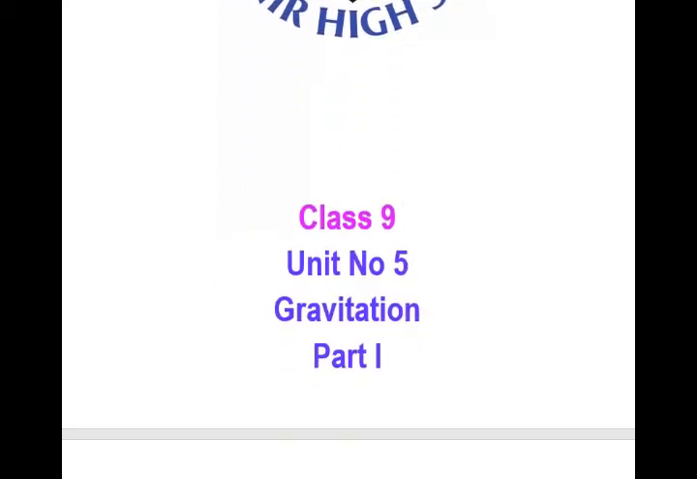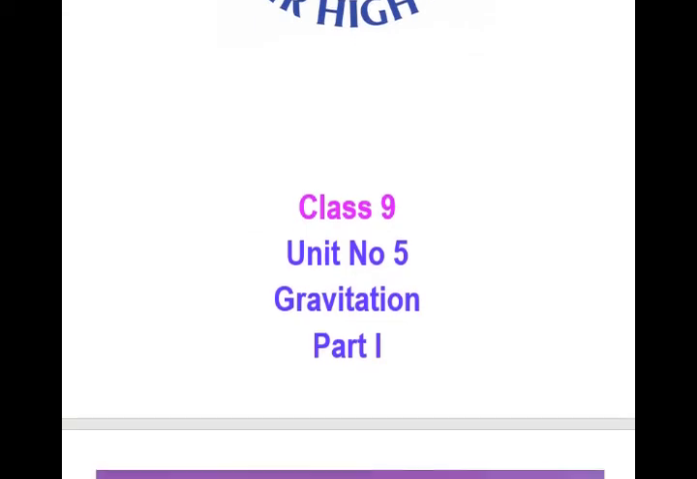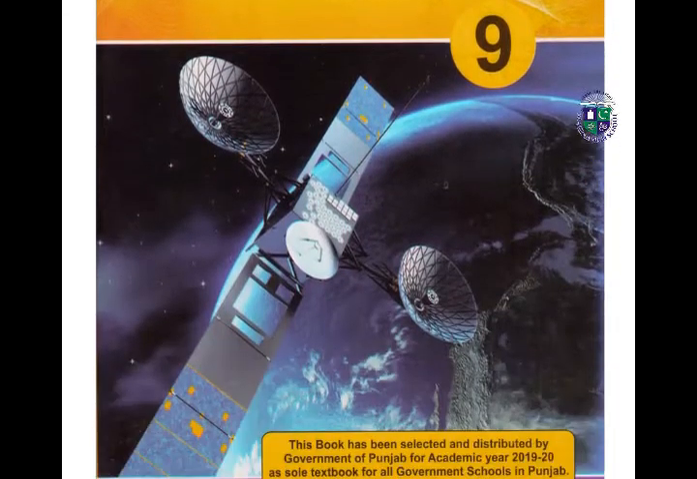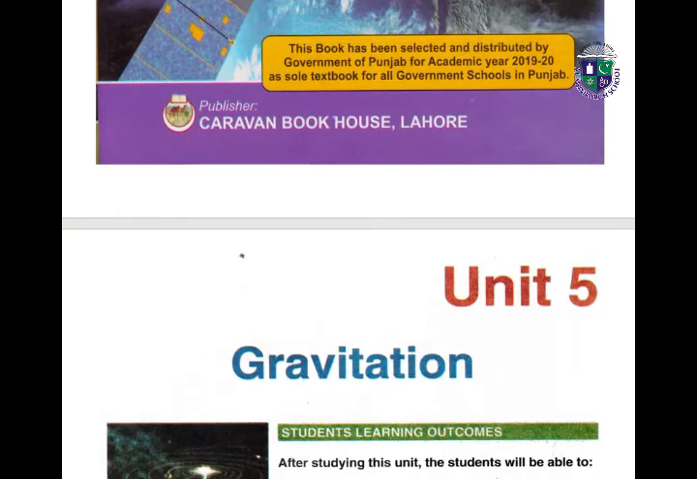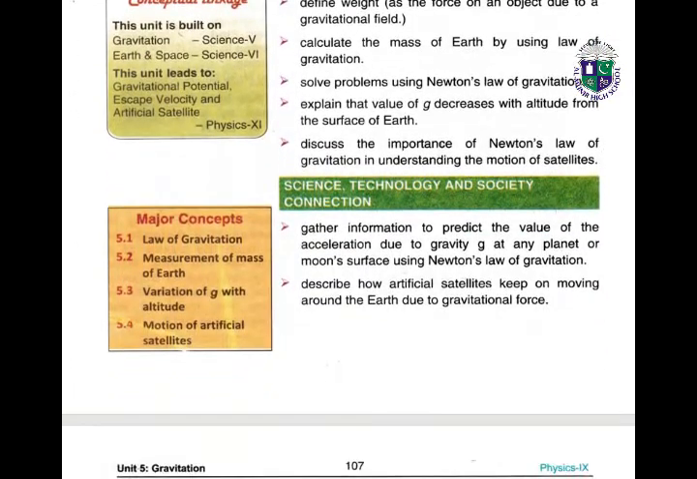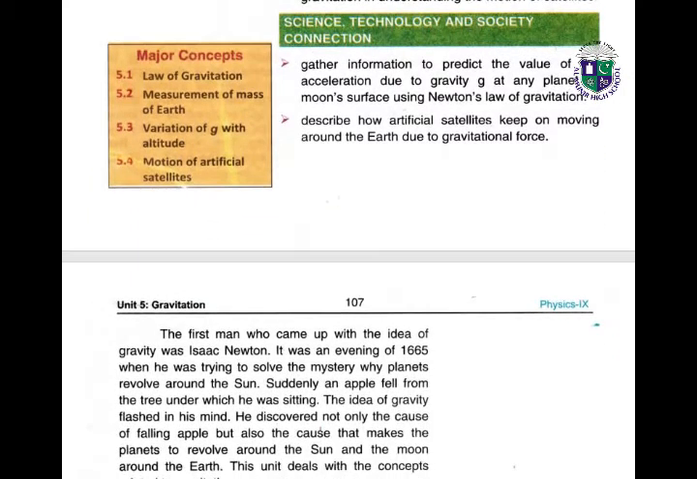Today we are going to discuss and learn about unit number 5. Its topic is gravitation. This is the title page of your physics book for class 9. Unit number is 5. It is about gravitation. Major concepts of this unit are the law of gravitation, measurement of mass of earth, variation of gravity with altitude, and motion of artificial satellites.